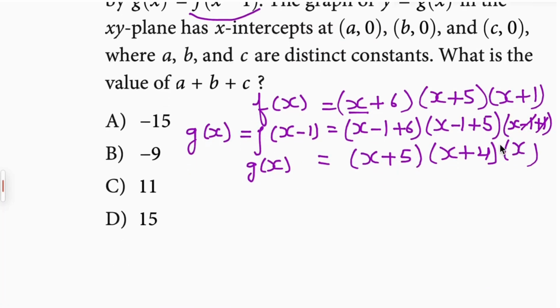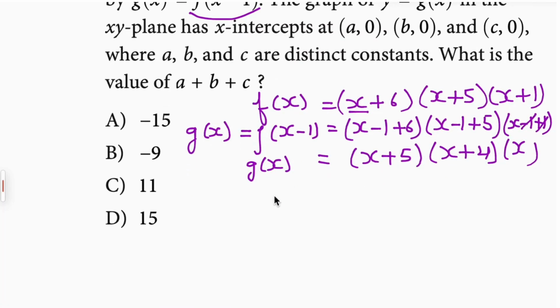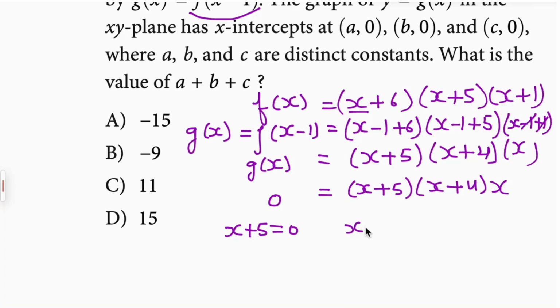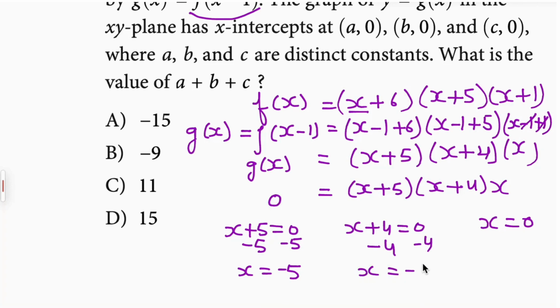Whenever the question says x-intercept, that means you have to put the function y or g of x at 0. So that is equal to (x plus 5)(x plus 4)(x). Now the zero property says that if the product is 0, then either of them is 0. So that means either x plus 5 is equal to 0 or x plus 4 is equal to 0 or x itself is equal to 0. So subtracting 5 on both sides, x is equal to negative 5, subtracting 4 on both sides, x is equal to negative 4, and x is equal to 0.